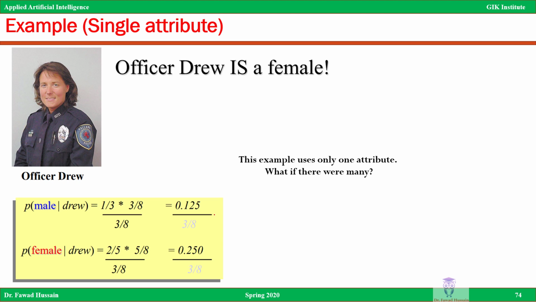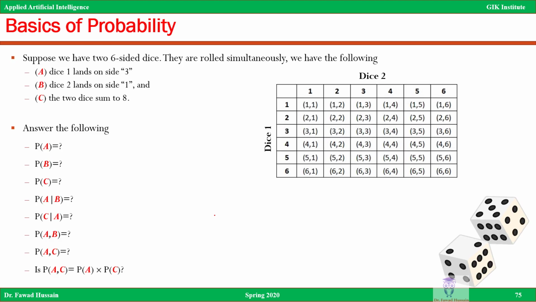To understand that, we have to look at how probability works. Here are the basics of probability. I'm sure most of you know this, but just to refresh. Suppose we have two 6-sided dice, rolled simultaneously, and we have the following scenario. A is an event such that the first die lands on 3. B is an event that the second die lands on 1, and C is that the sum of the two dice equals 8.